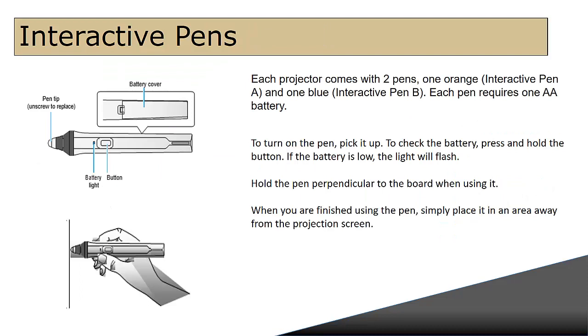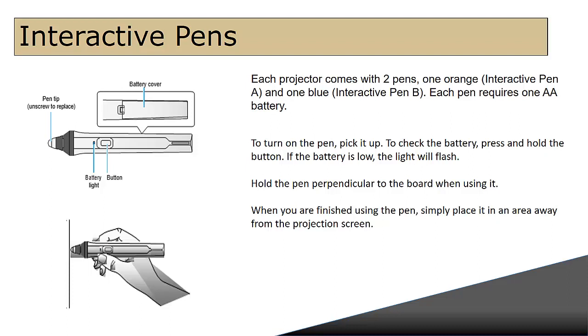Let's take a quick minute to review the interactive pens. Each projector comes with 2 pens, one orange and one blue, or interactive pen A and interactive pen B. Orange and blue are not indicative of the colors that will display when utilizing the pens with the interactive whiteboard. You may recall the interactive toolbar gives you the ability to select a variety of colors. Each pen requires one AA battery that is provided.